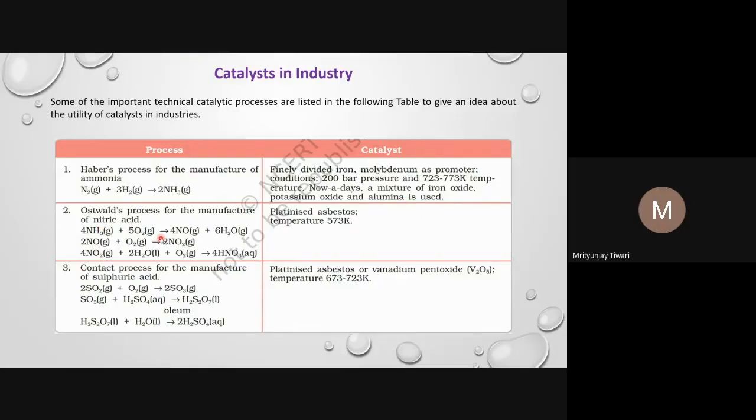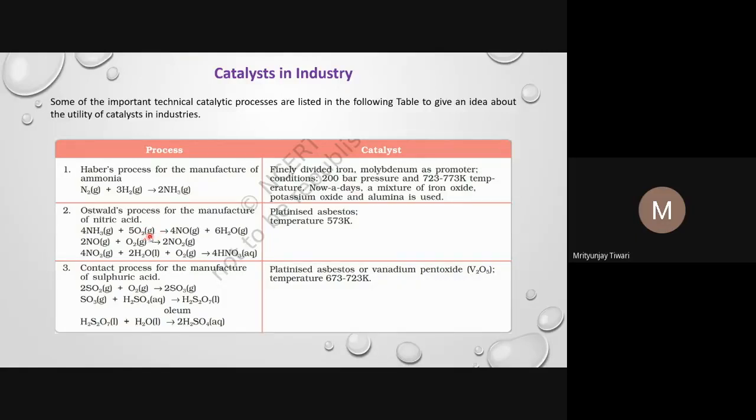Now the second important process is the Ostwald process for the manufacture of nitric acid. This is catalyzed by platinized asbestos. The Ostwald process is the industrial process for the synthesis of nitric acid. The favorable temperature is 573 Kelvin. What we start with is ammonia, and this ammonia is useful for the synthesis of urea, as well as you can also start with ammonia and form nitric acid. So the Ostwald process starts with ammonia and oxygen molecules.